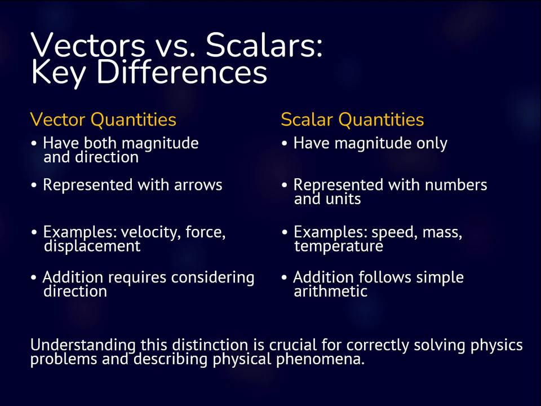So let's take a moment to compare scalars and vectors side by side so the distinction is crystal clear. Scalars are quantities that have only magnitude. That is, they tell you how much of something you have. For example, if you say the race took me 10 minutes, you've given a scalar. There's no indication of direction, just an amount of time.